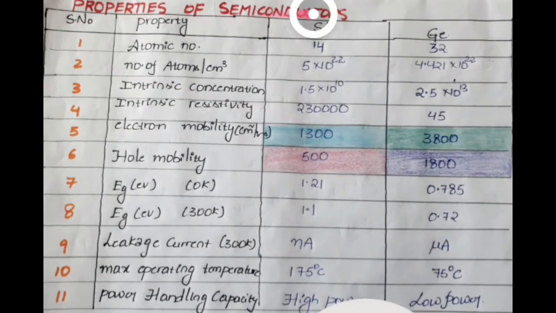Now talking about the properties of semiconductors. So here there is a list of 11 properties of semiconductors, silicon and germanium. So firstly, atomic number. Atomic number of silicon is 14 and germanium is 32. Number of atoms per centimeter cube, it means the density, is 5 into 10 power 22 and 4.41 into 10 power 22. What is intrinsic concentration? Intrinsic concentration of a silicon semiconductor is 1.5 into 10 power 10, whereas germanium is 2.5 into 10 power 13. Intrinsic is nothing but the pure form of a semiconductor.